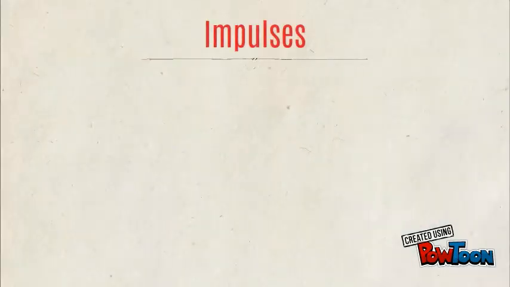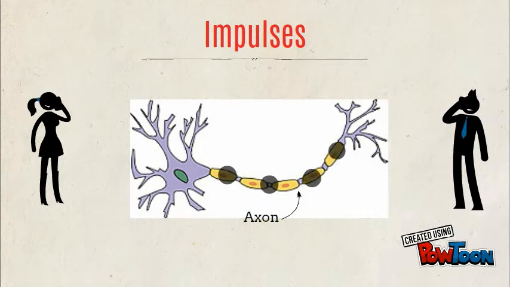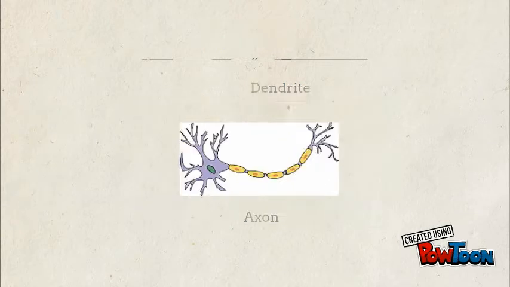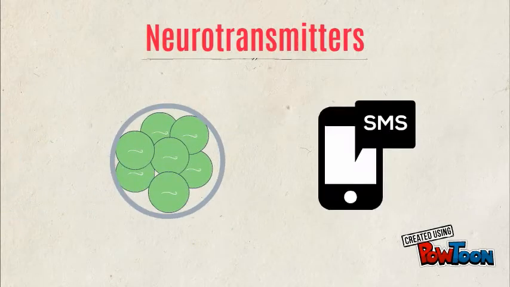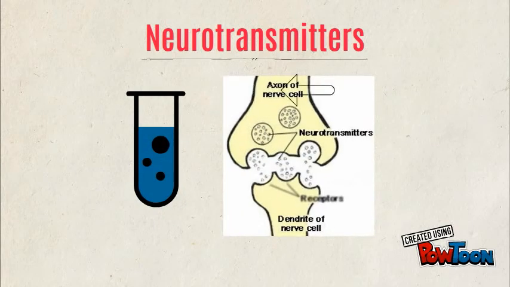Impulses are the way in which nerve cells communicate with each other. Impulses travel from the axon of one nerve cell to the dendrite of another. Neurons use neurotransmitters to carry messages to each other. Neurotransmitters are a chemical that is released by an axon that lets another neuron receive an impulse.